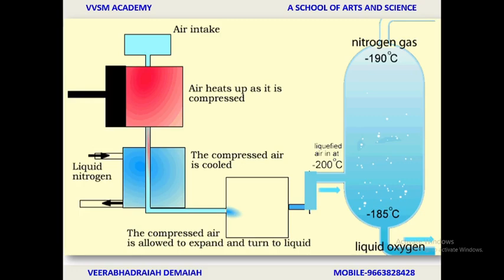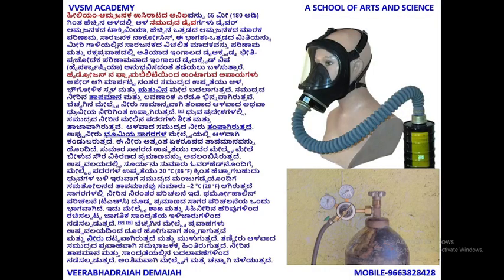Gas intake, air heats up as it is compressed, then the compressed air is cooled. The compressed air is allowed to expand and turn to liquid. Therefore, the nitrogen and liquid oxygen are separated at minus 190 degrees Celsius and minus 185 degrees Celsius respectively. Well, friends, afterwards argon is also separated.